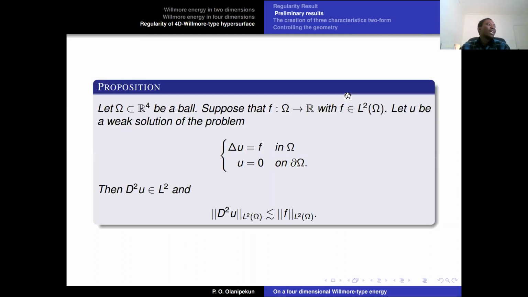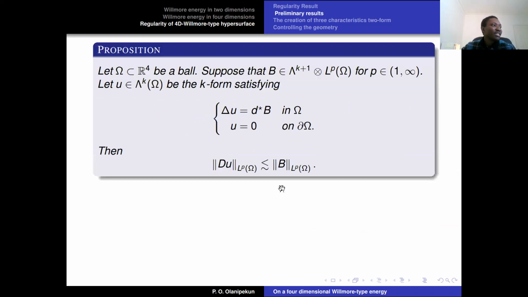So we have our first proposition, which is this one. So U is a weak solution of this problem, and two derivatives of U is in L2 with this estimate. So we have all these preliminary results, which we actually applied at some point to some of the geometric quantities that we have, or some of the potentials, L naught, L, S, and R. So we have all that.